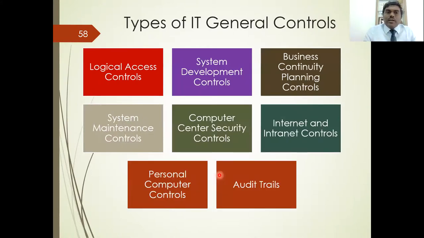So these are a few other types of general controls. Logical access, who has access to what resources? For example, it could be who has access to a database, who has access to firewall logs, etc. System development controls. What is the process of developing a system? Who can develop the system? How it is to be developed, etc. That comes under system development.